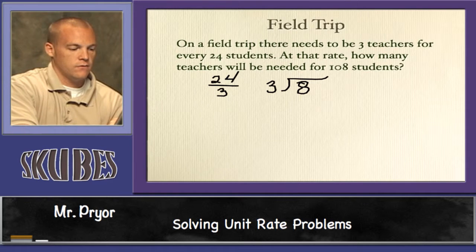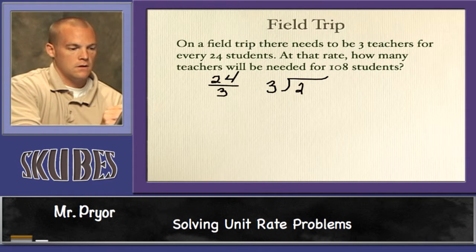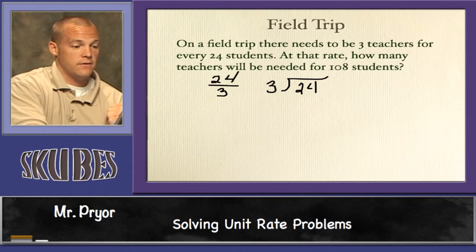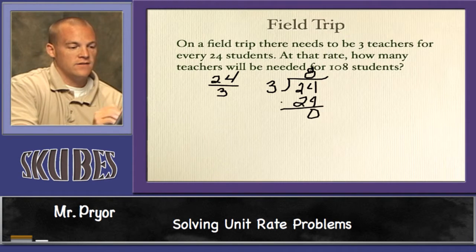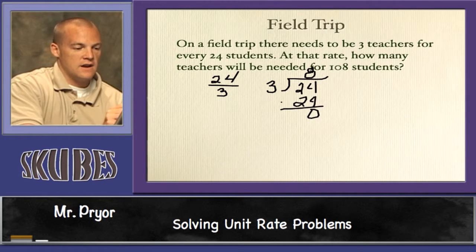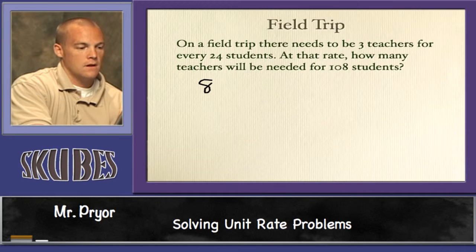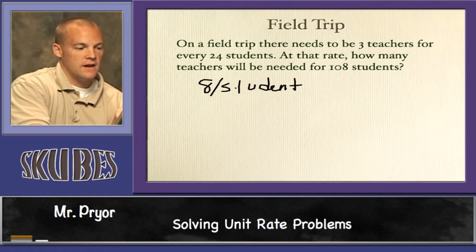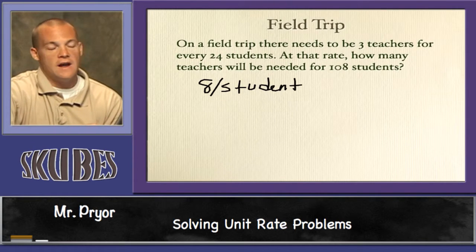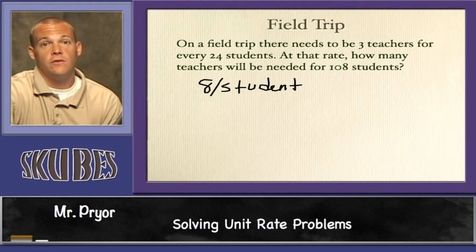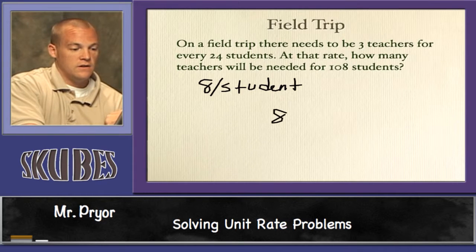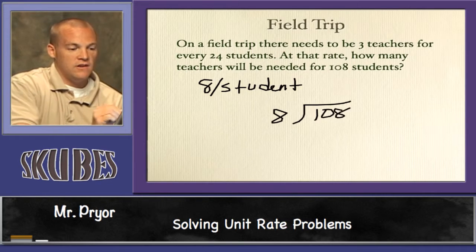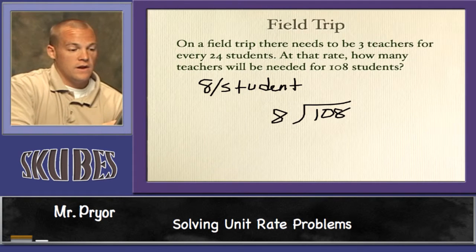So 3 goes into 24. I actually did the math already there. It's going to be 8. So then we multiply and we can see that that works out quite nicely. And what that means is that you're going to end up with 8 students per teacher. Now, how we will use that in the context of this problem is we will use division again with the total number of students that are going on the trip. There are 108 students, so we will need to divide one more time to figure out how many teachers total will be needed. So we'll go ahead and do that division.